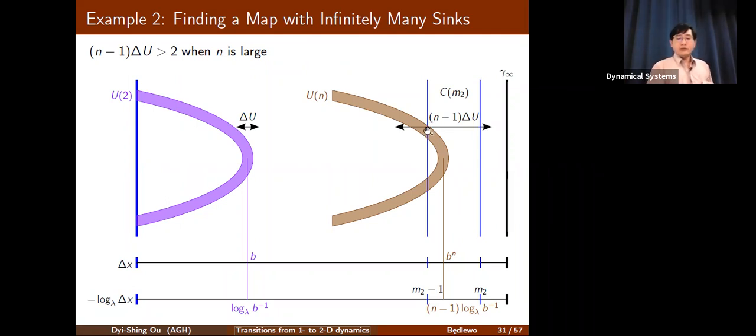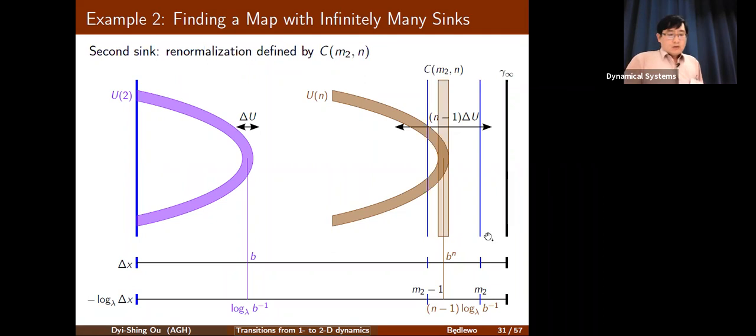If it includes two integer numbers here, that means that it contains a full partition element CM2. Then we can apply the renormalization by two returns to C again and create the second C.